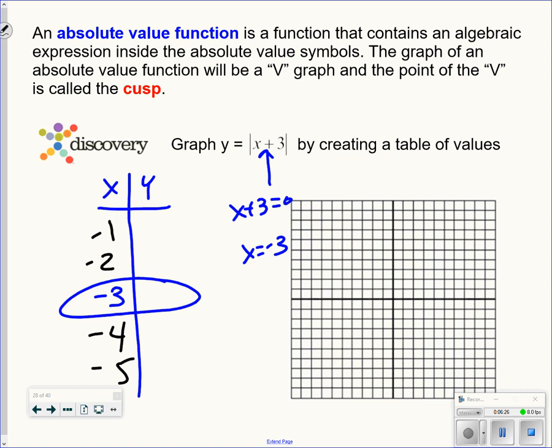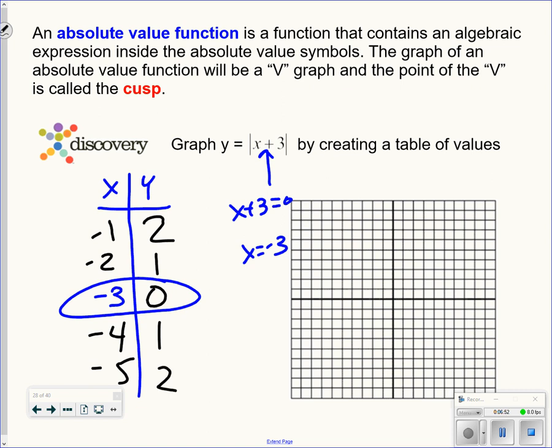So if I plug negative 3 in for x, I get 0. I plug negative 2 in for x, I get 1. I plug negative 1 in for x, I get 2. Negative 4 in for x. Now, here's where a lot of people are going to make a mistake. Negative 4 plus 3 is negative 1, but the absolute value of negative 1 is positive 1. Negative 5 plus 3 is negative 2, but the absolute value of that is positive 2.